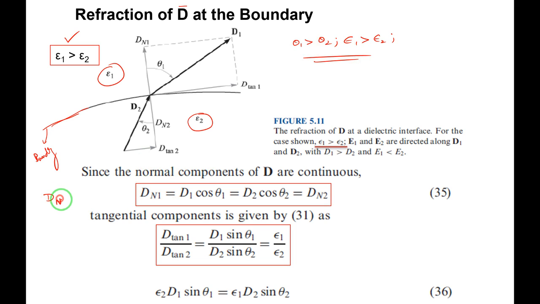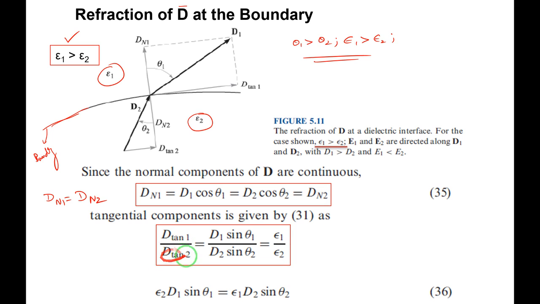Then we will make use of the boundary conditions. One boundary condition we have is Dn1 equal to Dn2. What is Dn1? Take the projection of this D1 vector onto Dn1. So Dn1 equal to D1 cos theta 1, taking only magnitudes, right? What about Dn2? It is D2 cos theta 2. So D2 cos theta 2 equal to Dn2, right? I can write this, right? Fine.